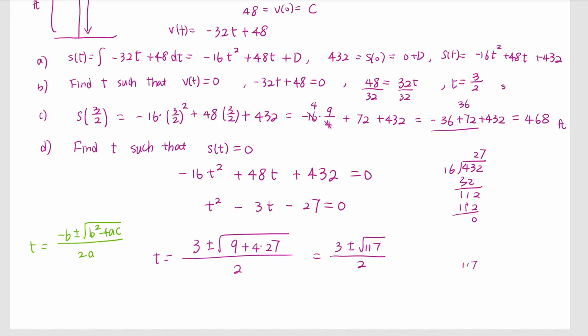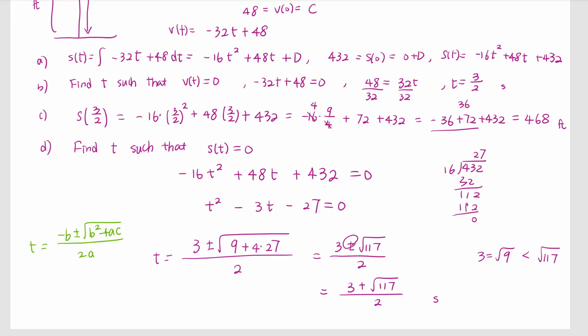Because we're dealing with real life problems, we can only pick positive time, right? And 3 and square root of 117, which one is bigger? Of course, square root of 117, because 3 is square root of 9, which is less than square root of 117. That's why we only pick the positive one. We don't pick the negative one, because the time can only be positive. So this is the time it hits the ground.